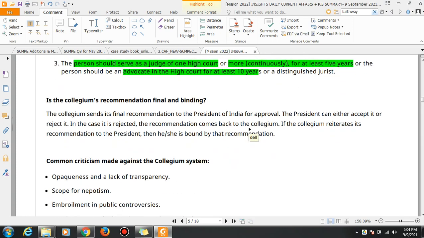Are the Collegium's recommendations final and binding? The Collegium sends its final recommendation to the President of India for approval. The President can either accept it or reject it. In case of rejection, the recommendation comes back to the Collegium. If the Collegium reiterates its recommendation to the President, then he or she is bound by the recommendation.